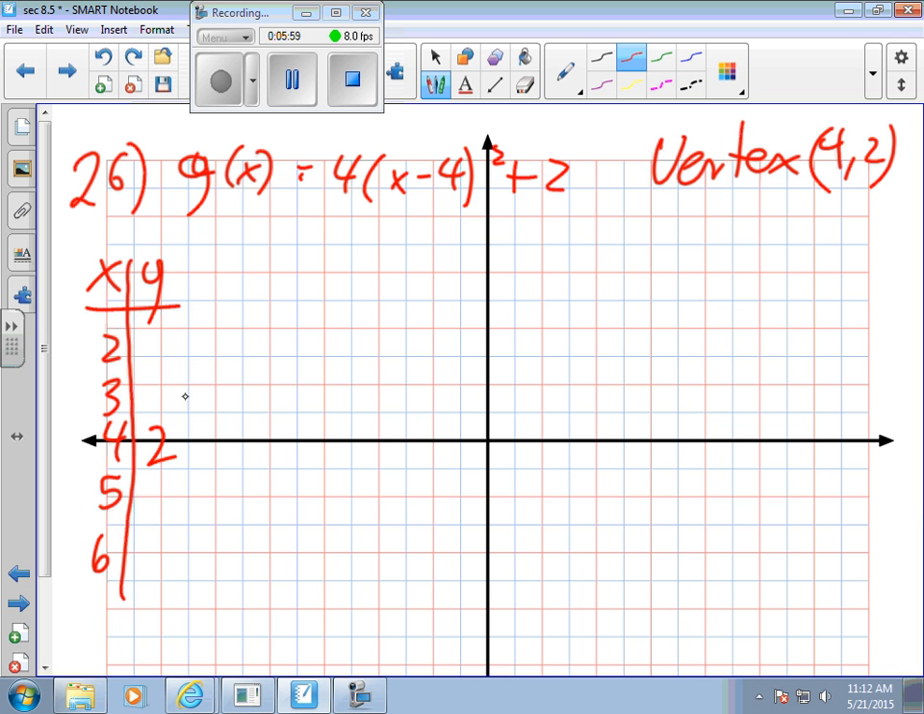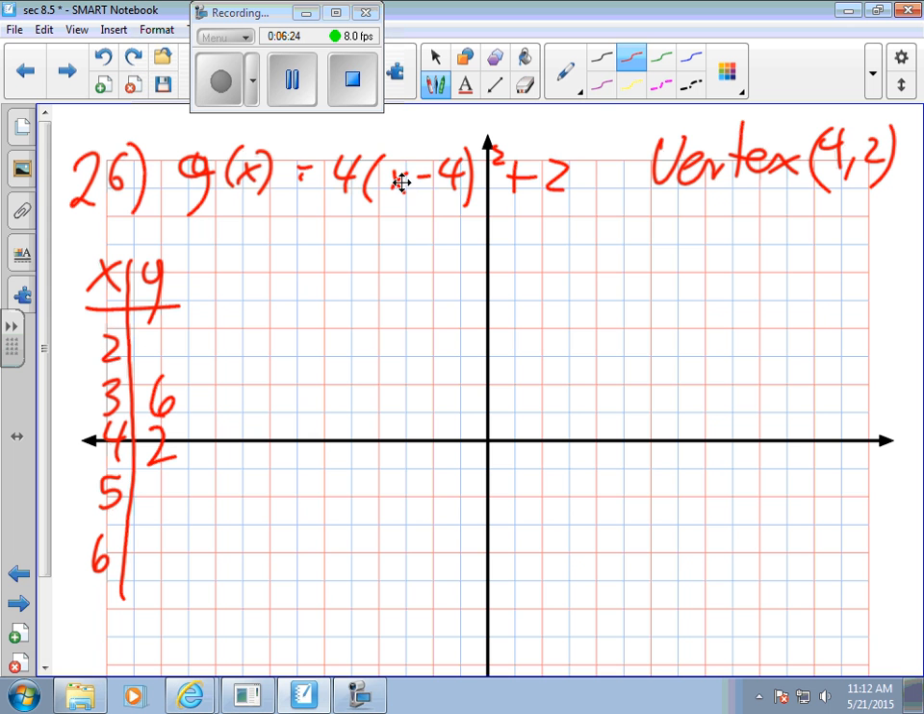Now my answer to 3 and answer to 5 better be the same. And my answer to 2 and 6 better be the same, because if this is the middle, then those numbers better be the same. If they're not, we've probably better check our answers. Let's try 3. 3 minus 4 is -1. -1 squared is +1. +1 times 4 is 4. 4 plus 2 is 6.